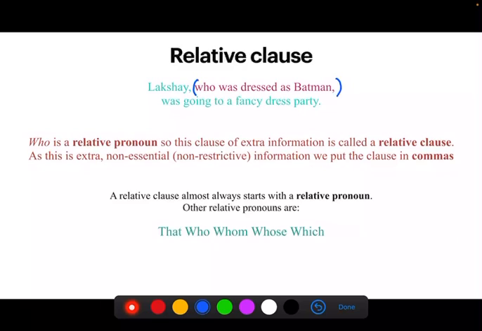Now, what is the meaning of non-essential? There can be two types of information. One can be essential, which is important for the sentence and crucial for the situation, and one can be non-essential. A relative clause almost always starts with a relative pronoun because, of course, if we are not using a conjunction, we are using a relative pronoun over here. So the clause will always start with the relative pronoun. Other relative pronouns which we can use are that, who, whom, whose, and which.